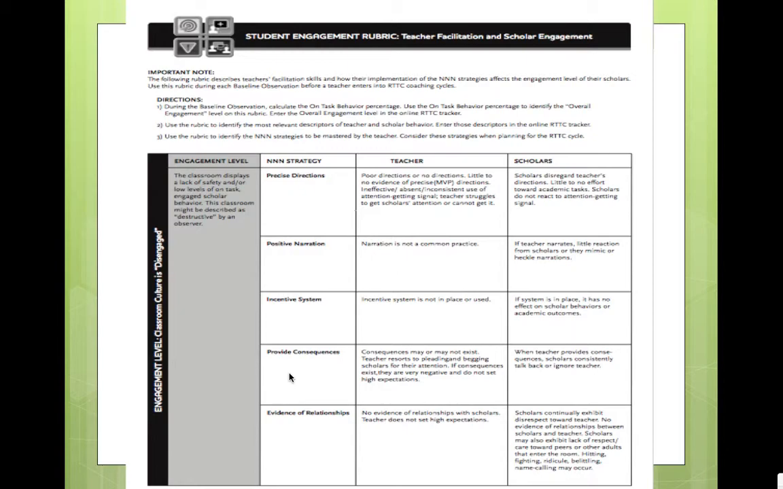Separately, we will look at how scholars respond to the teacher's use of the no-nonsense nurture strategies. If we look in the scholars column for disengaged, we see that even if a teacher gives direction, these scholars disregard them. We see that the scholars are not motivated by the teacher's narrations. We see that if incentives are given, it just seems to roll off the scholars' shoulders. We see that they disregard consequences, and not only do they not have a relationship with the teacher, but they exhibit constant actions of disrespect towards the teacher. We will continue to look at the next 4 categories of the No-Nonsense Nurture rubric.